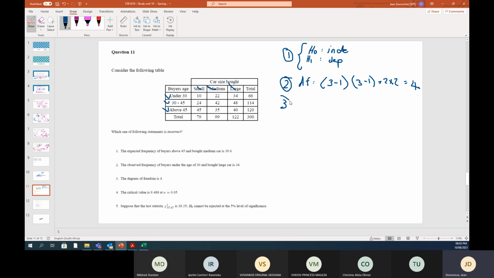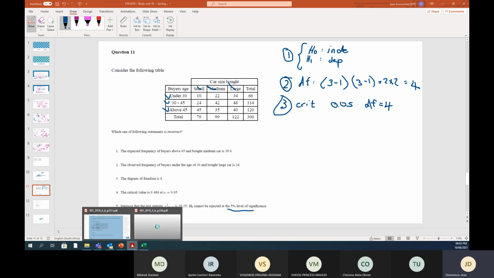Okay, so then the third step is, do they tell us level of confidence? Okay, here at the bottom, they tell us about level of significance. So let's just work out the critical value. We can work out the critical value with a 0.05 and degrees of freedom of 4. So let's go to the table again. Let me get the table.